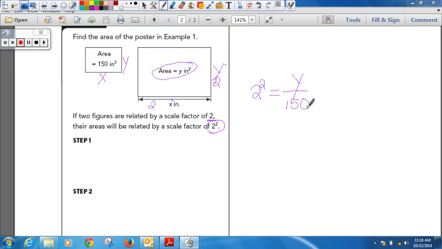Again, they are both the same unit, so I don't have to worry about that. The inches squared just cancel out. So now to solve this, 2 squared is 4. So I get 4 is equal to Y over 150. The opposite of divided by 150 is to take it times 150. And we end up with the fact that Y is equal to 600 inches squared.